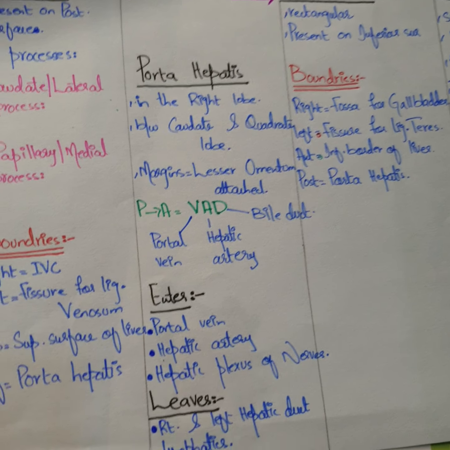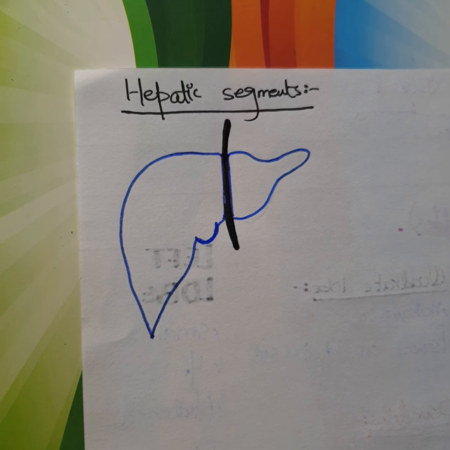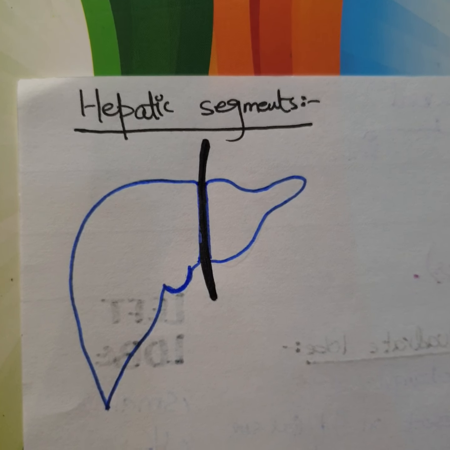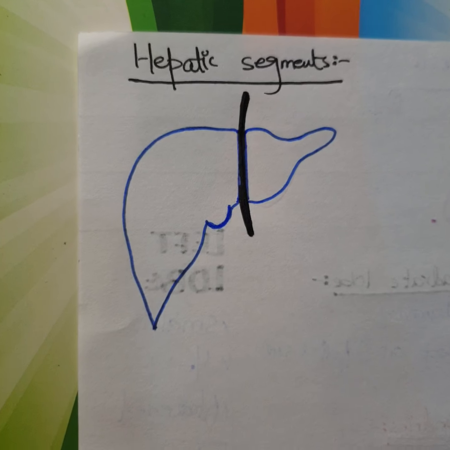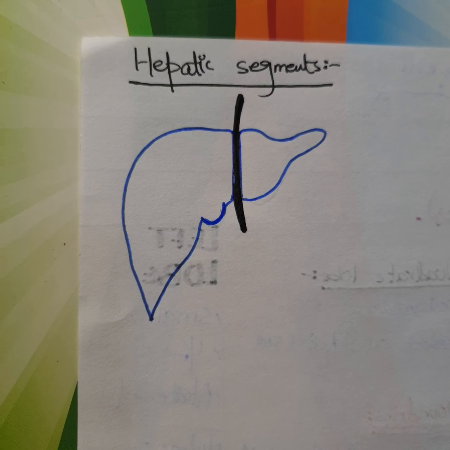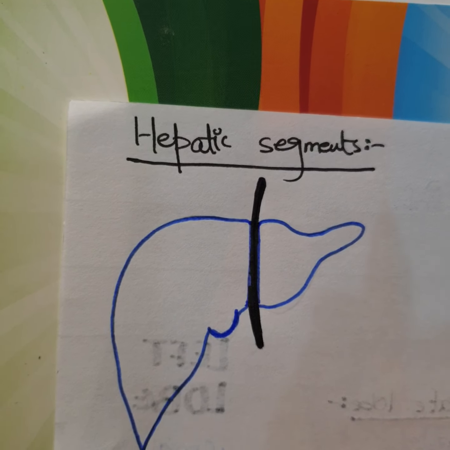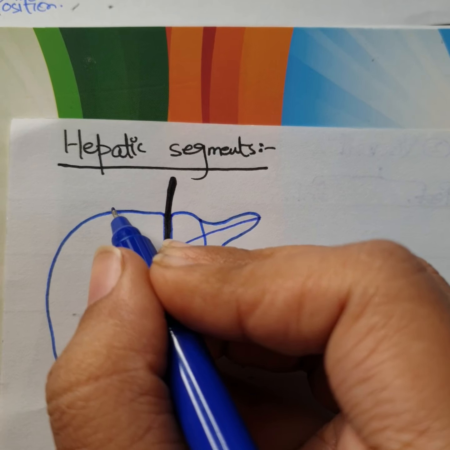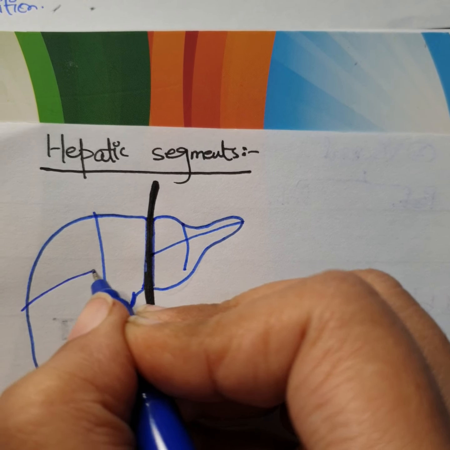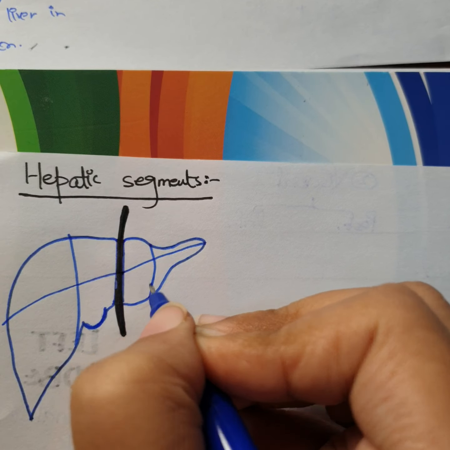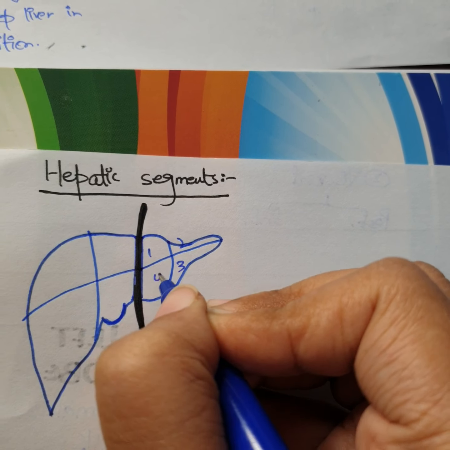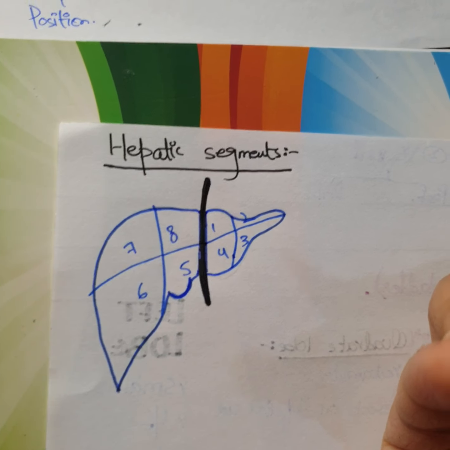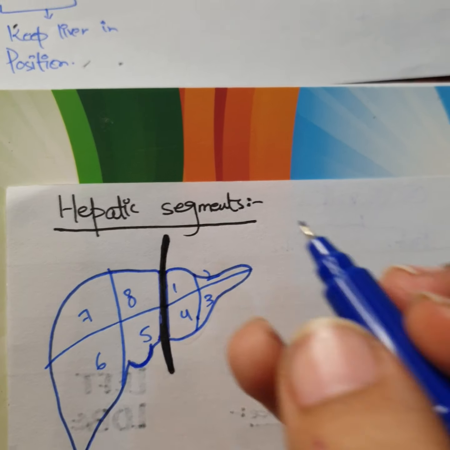Now we look at the hepatic segments. We have drawn a picture of the liver which is slightly odd. Well, never mind. That's the left lobe. The left lobe is divided into 4 parts. The right lobe is also divided into 4 parts. These are numbered as 1, 2, 3, 4, 5, 6, 7, and 8. Now we name them.